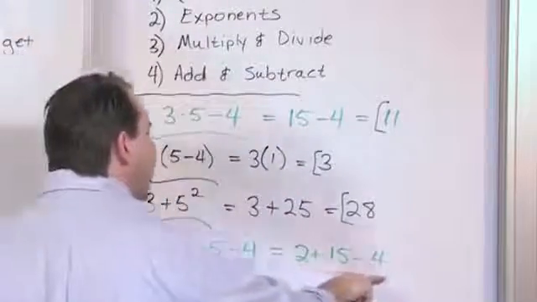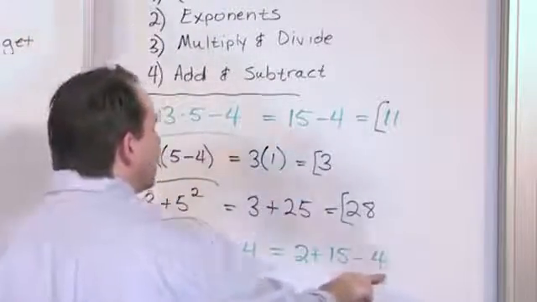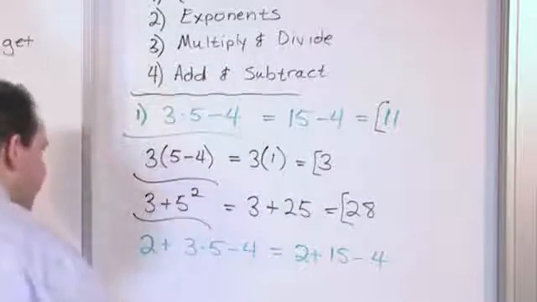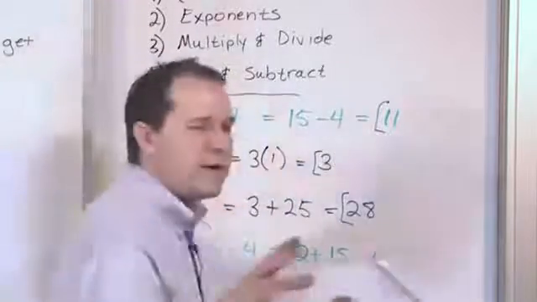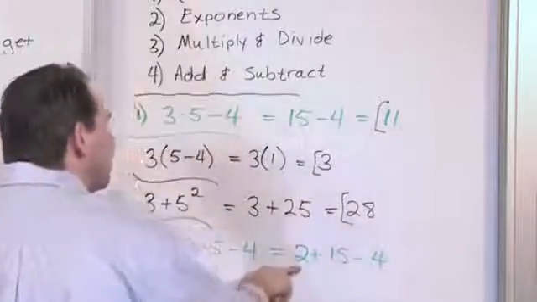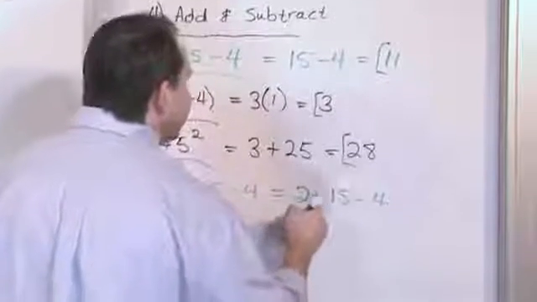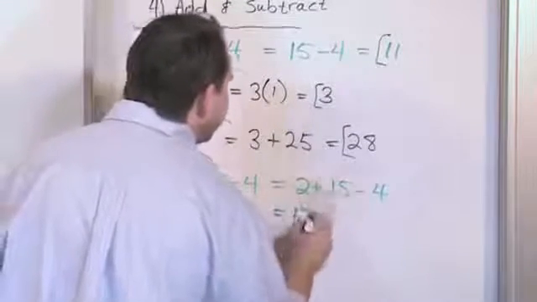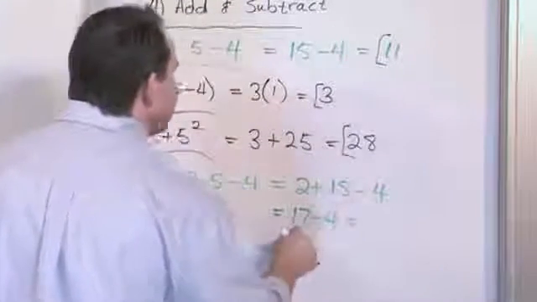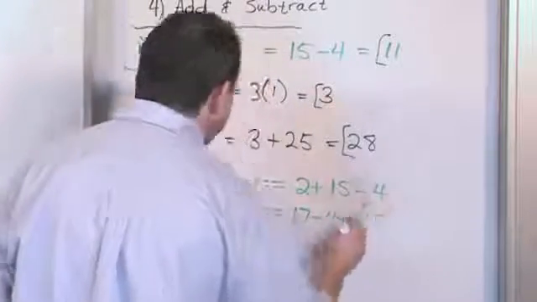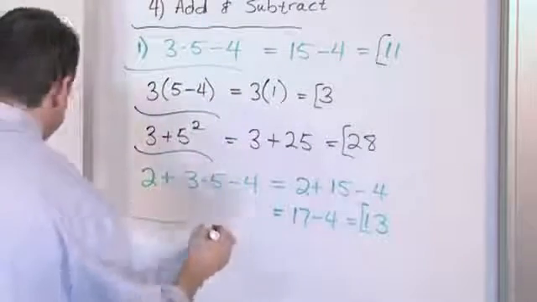Now the only thing you have left is addition and subtraction, which is dead last. That's okay now. When you have addition and subtraction on the same level with no other parentheses or anything, you just do them left to right like reading a book. All right? So 2 plus 15 is 17. You still have to subtract your 4. 17 minus 4 is going to give you 13. And 13 is the final answer.